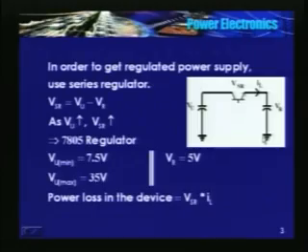Now, what happens to the difference in these two voltages? If the input is 7.5, the output is 5. If the input is even 35, the output is 5. Where does the remaining voltage go? The answer is very simple. The remaining voltage is dropped across the device.